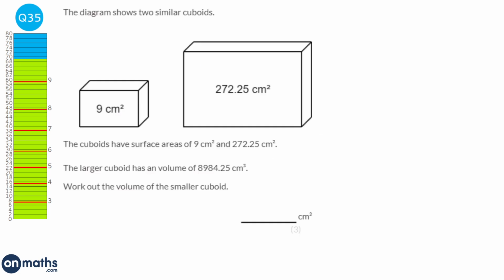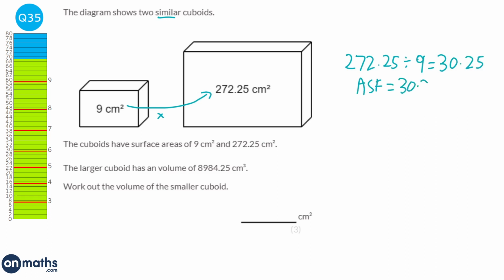So we know the cuboids are similar, so there's going to be scale factors. And we're given the 2 surface areas, so we're going to first of all start there. And we know that there's going to be a scale factor between them. So what do we times the 9 by to get to the 272.25? So we're going to do 272.25, the big one divided by the small one, to find out what the area scale factor is. And when we do that, we get 30.25.